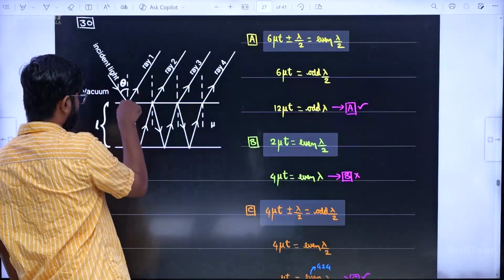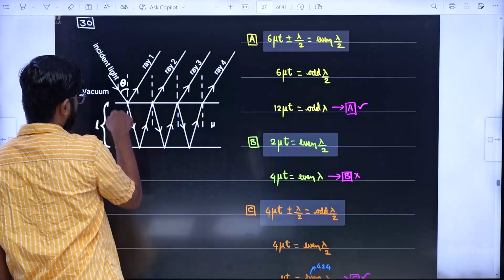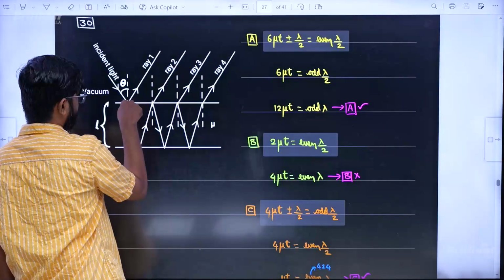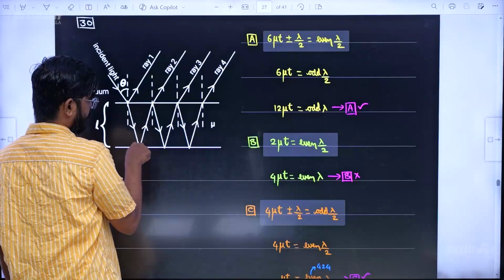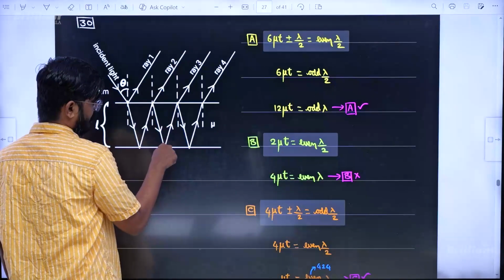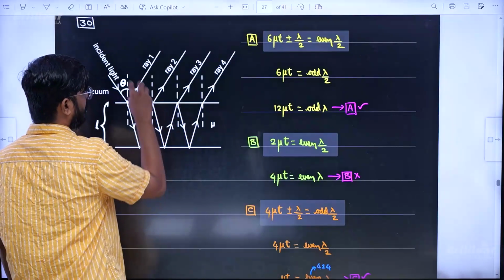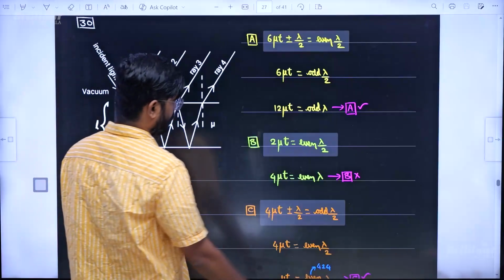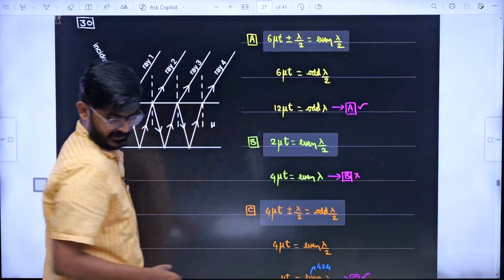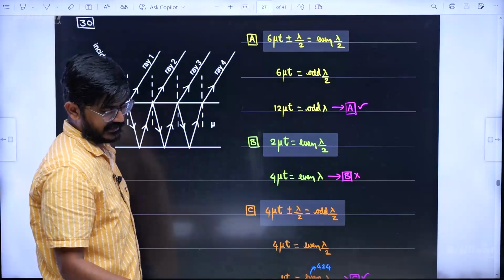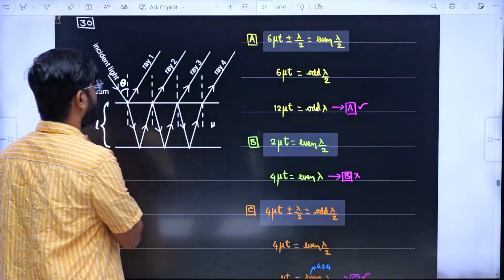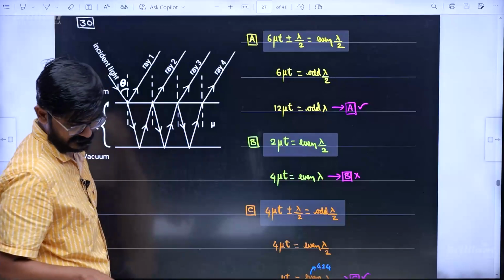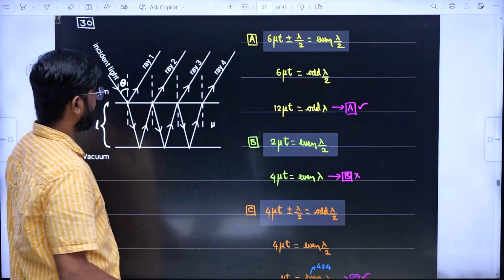Understand ray 1: it is undergoing reflection while going from rarer to denser, so there will be a phase change of pi here. Only for this one there will be a phase change of pi; for the others there won't be any. So only when we talk about ray 1 will we talk about a phase change of pi, which you can see in options A and C. Only in options A and C they are talking about ray 1. There we will talk about the phase change of pi, which is equivalent to a path difference of lambda by 2. So if I look at the first case, they were talking about between 1 and 4.